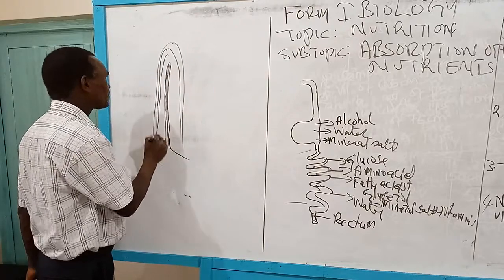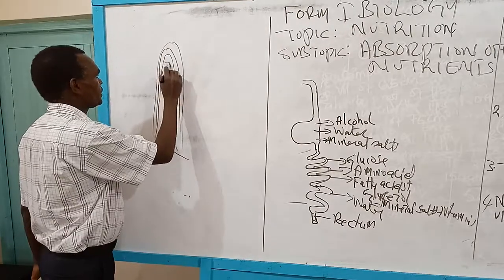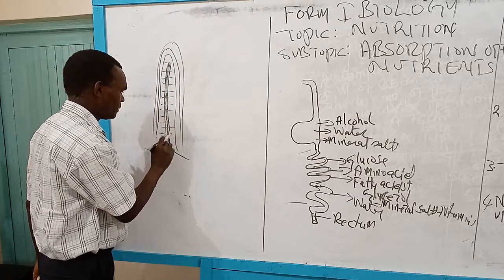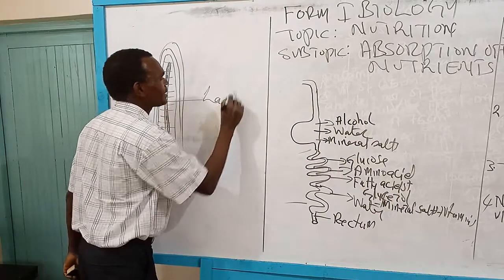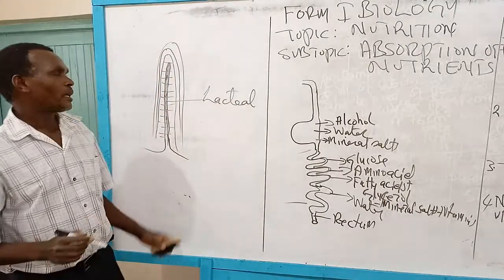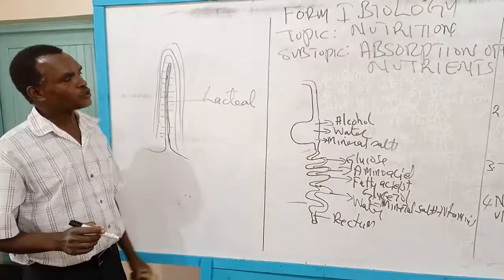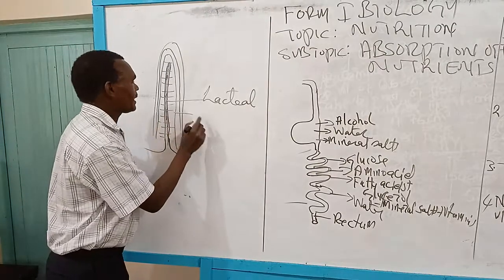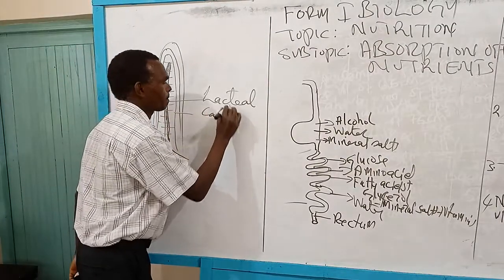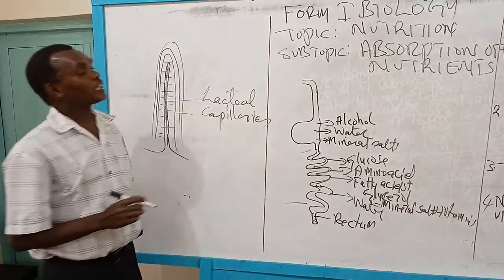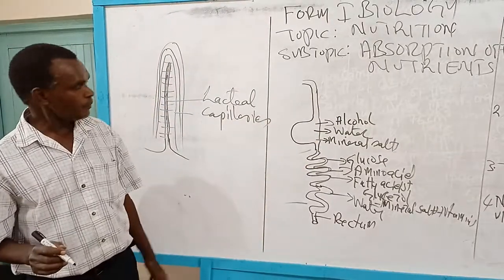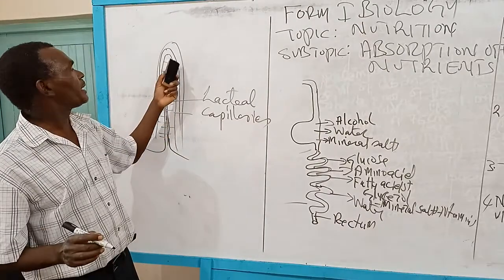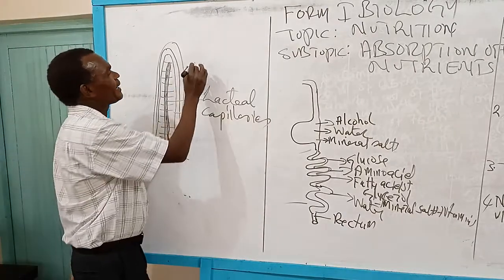Then here we have blood capillaries. These ones are for uptake of any other substance. It is only the lacteal that deals with collection of the absorbed fatty acids and the glycerol. Otherwise, the capillaries are for the uptake of all the other materials. We don't just say that we have capillaries. We say that the villi is highly vascularized.